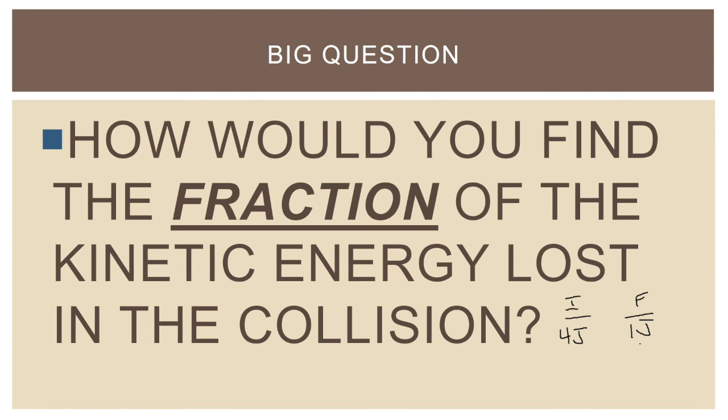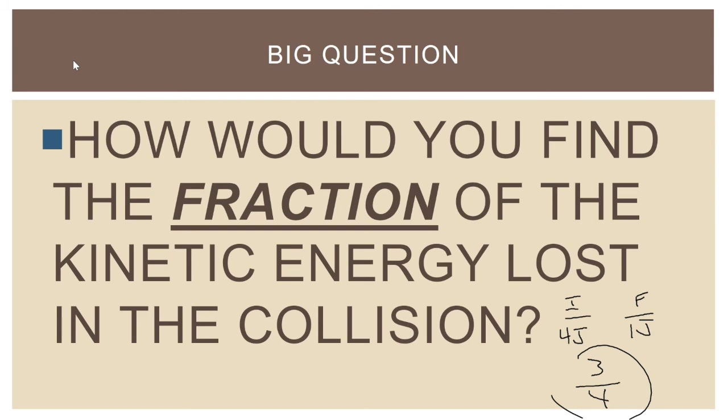Now, how did we get that? Well, if we take 4 minus 1, that would give us the 3. And then if we just divide that by the original 4, there we get 3/4. And that ultimately is what the equation looks like for the fraction of lost kinetic energy in the collision.